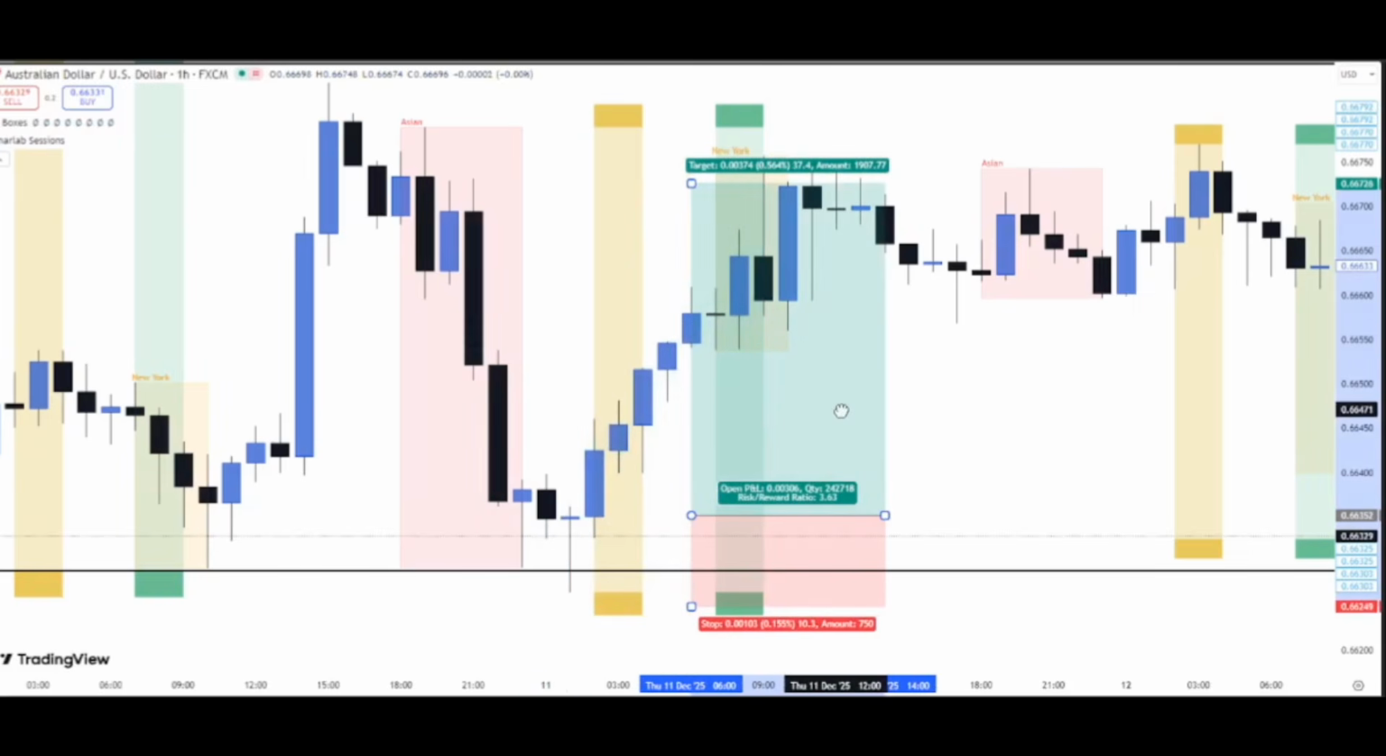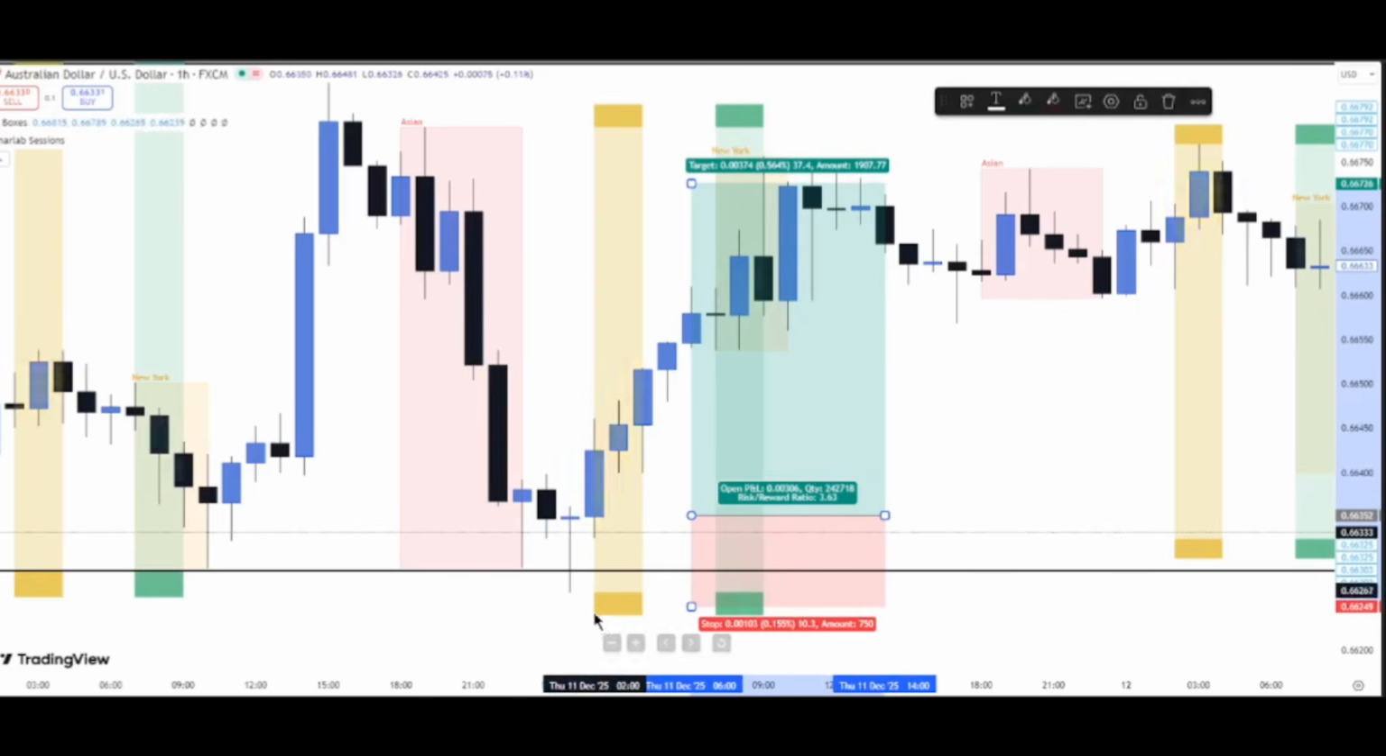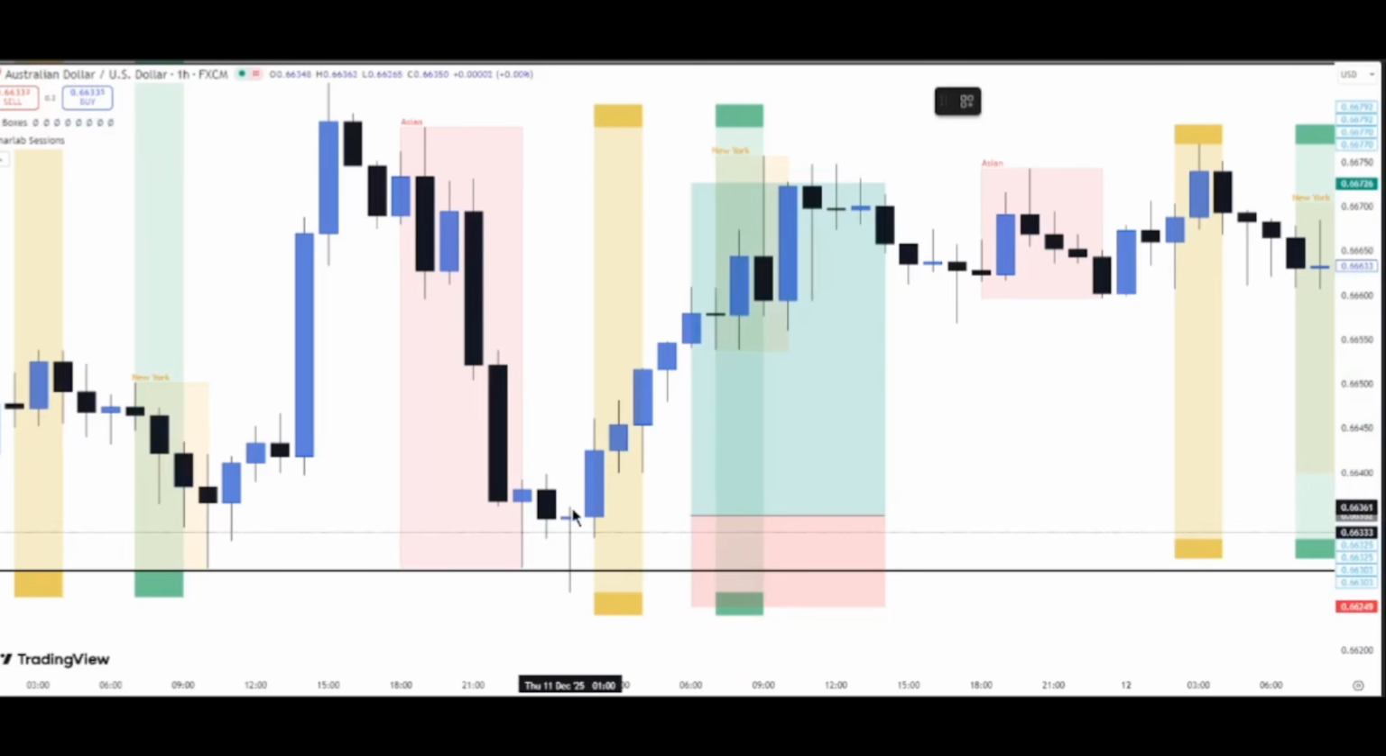Let me push this one aside. And now we want to mark out this very candle that swept the liquidity. And before we mark it out, look, this did not only sweep the previous day's candle low, it also swept my Asian range low. Can you see that? This is an added confluence. And not only that, it broke structure here, but we're not going to be waiting for that break of structure because this candle is enough.